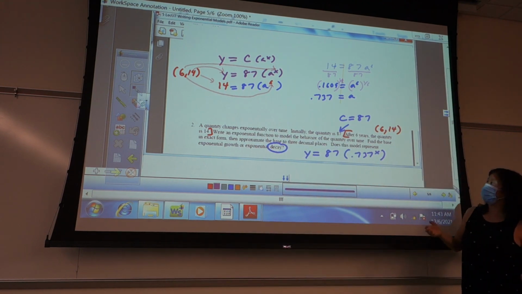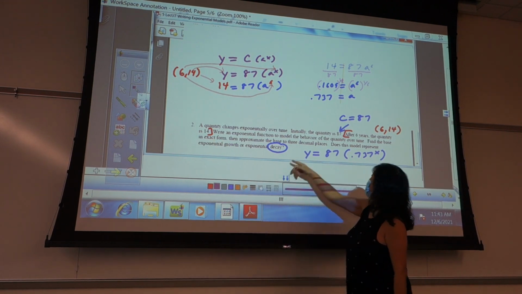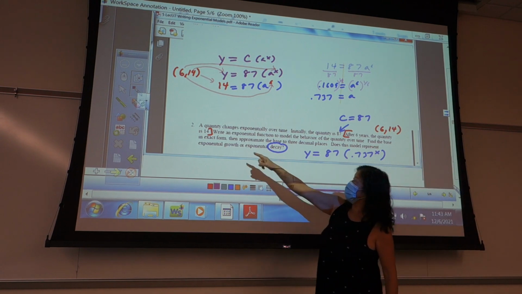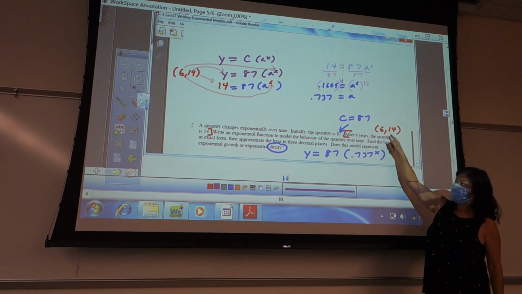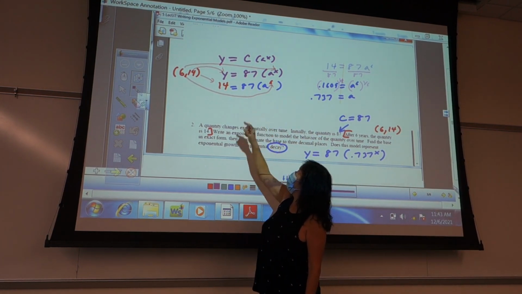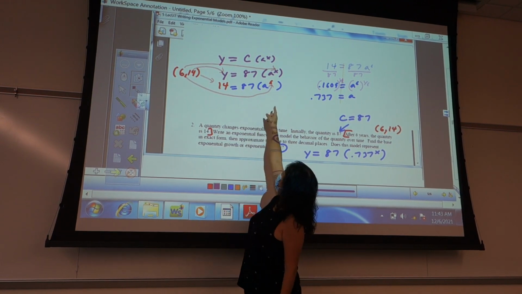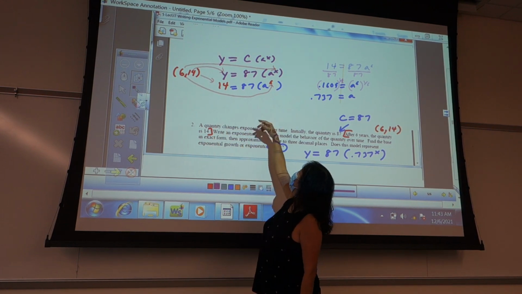We're always going to give you some other point. After 6 years, the quantity is 14. So that means after 6 years, when x is 6, the quantity, the y, is 14. That's where you get your second point, 6 comma 14. So once you find your initial amount and you know your c, then you can plug the other point in for x and y. So x is 6, y is 14. And then you need to solve that.